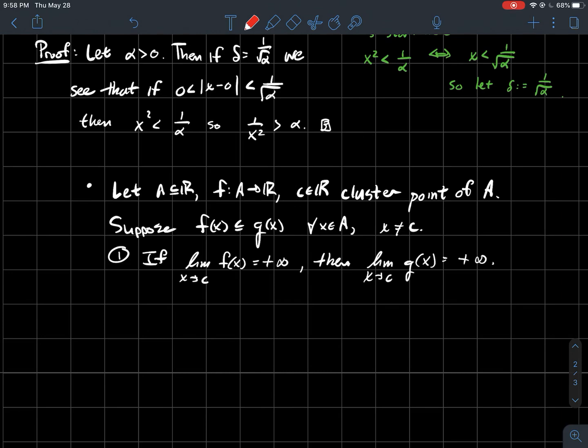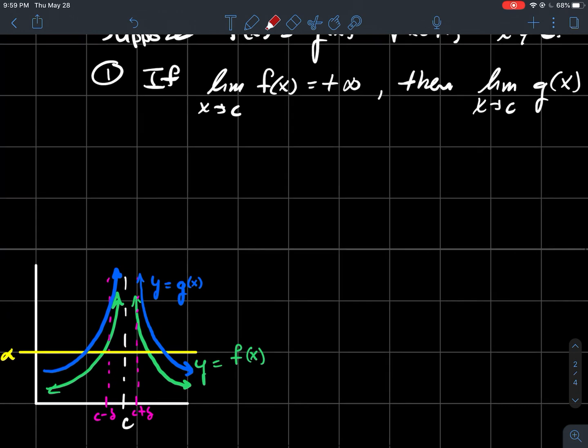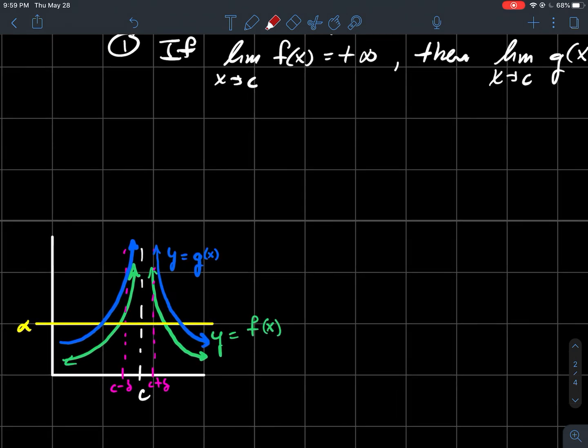And then what do I want to say? Well, if the limit of f of x is positive infinity, then the limit of g of x is positive infinity as well, right? So if the smaller one goes to infinity, then the bigger one does too. And I've got a picture for you down here. If I know that the green function has to go to infinity, that means that for any alpha, there should be some window around c so that all the outputs within that window are above that alpha. Well, then the same is true for any function that's always larger than f also. And so in particular, that same delta that worked for f is going to work for g too. And you'll see that in the proof in a minute.